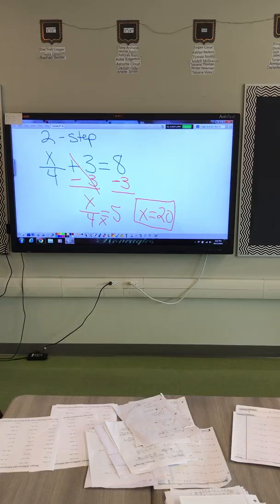Again, if you plug it back in, 20 over 4 plus 3. 20 divided by 4 is 5, plus 3 equals 8. Like always, we'll give you 3 to work on. Move on to the next thing.